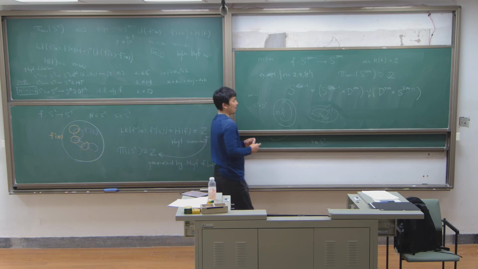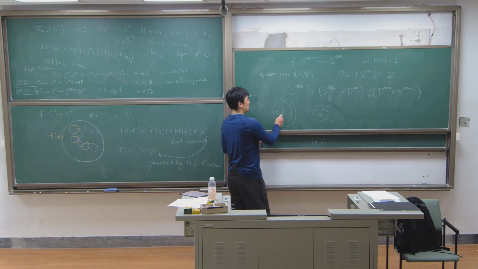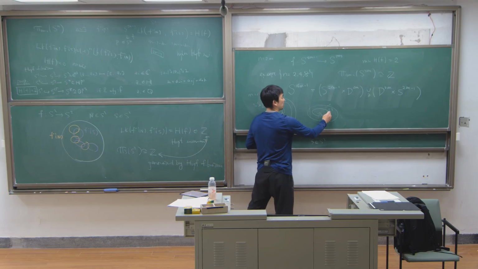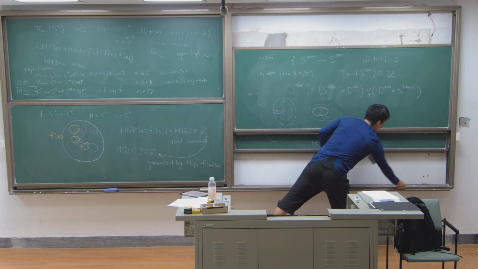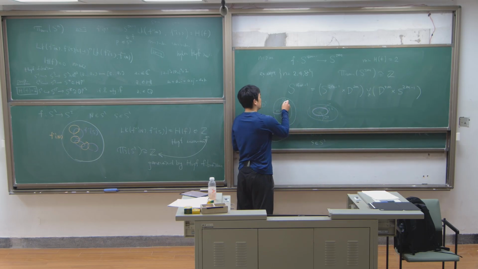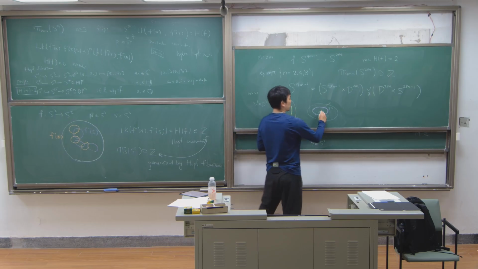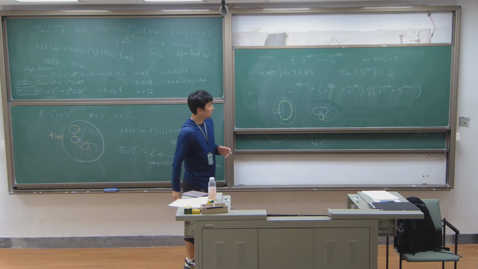And you just identify this circle by this circle, and this circle by this circle. And then glue them together.